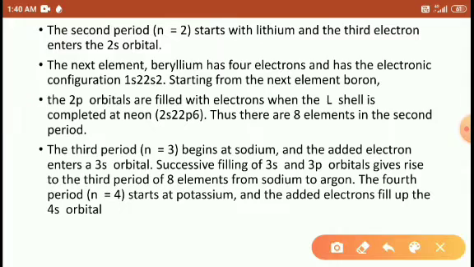Here also 8 elements are present. 8 elements are present in the third period, students, from sodium to argon. And the fourth period contains potassium, with electrons added in the 4s orbital.